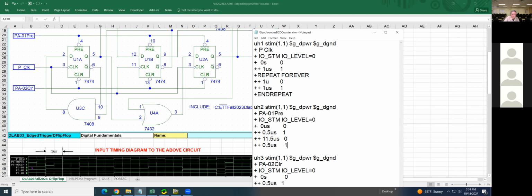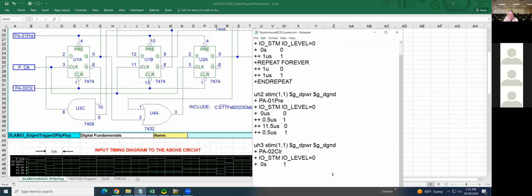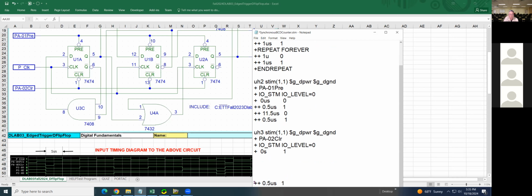That one, clear, will be high, right? High for how long? 1. First thing, it has to be 1. Okay? They will be 1 for how long? Let's see. 1. Okay, let's see.